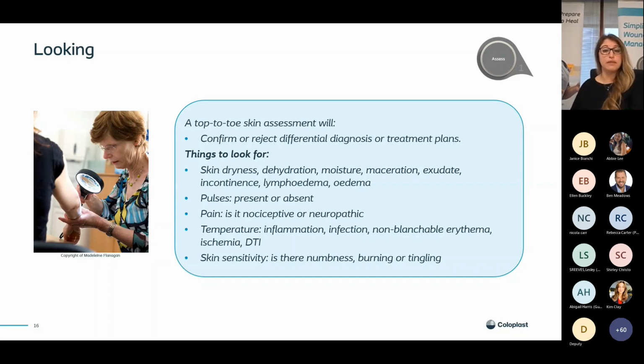You need to have a feel for temperature and look for any inflammation or what you may feel is infection that is present there. Is there any non-blanching erythema? So your patients that you may be thinking have a pressure ulcer, is that surrounding erythema blanchable, or is it not? Is there any ischemia? Does that limb feel cold to touch? Is it dusky in colour? And then you need to think about your skin sensitivities, whether there's any numbness there, whether there is any burning or tingling at the site of the wound or in that limb.